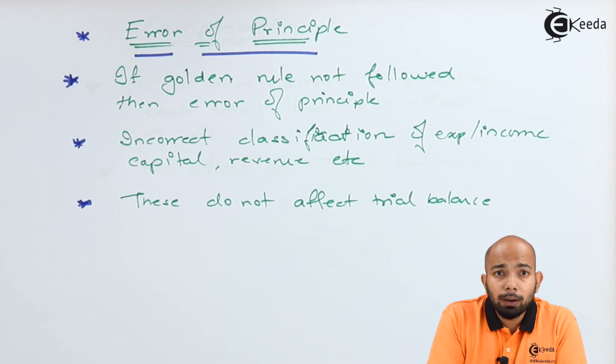Hence, when we talk about error of principle, it means there has been an error in wrong posting regarding all these three accounts. Let's go ahead and find out what are the different categories that we have mentioned here.